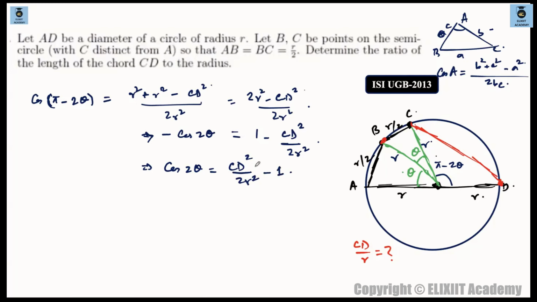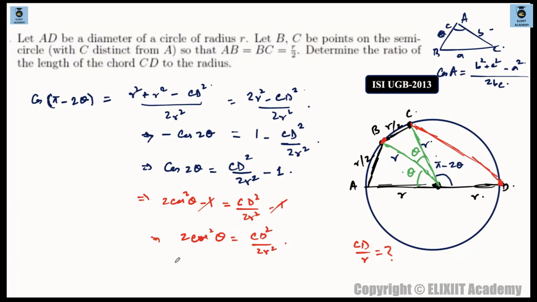The thing is, you have to find cd by r. cd by r ratio chahiye. How will you now figure out this thing? One concern is cos theta. You don't know what is theta, you don't know what is cos theta, cos of 2 theta also. Okay. So we have to find out the value of this cos of 2 theta. To find it, we bring this in terms of cos theta. 2 cos square theta minus 1 is equal to cd square divided by 2r square minus 1. Okay. So minus 1 cancels out. So 2 cos square theta is cd square divided by 2r square.